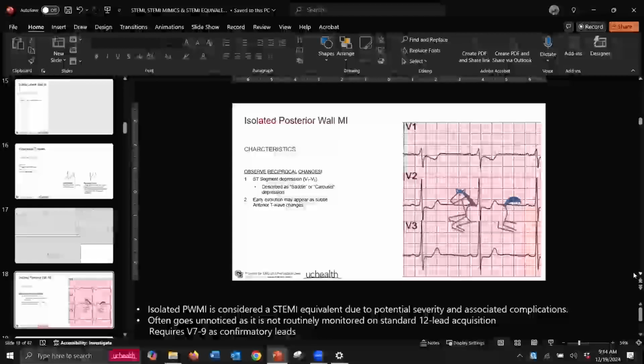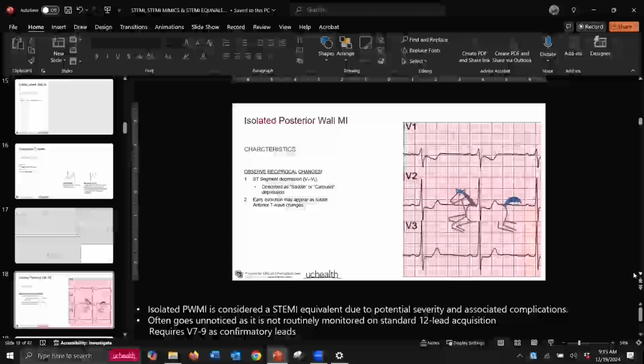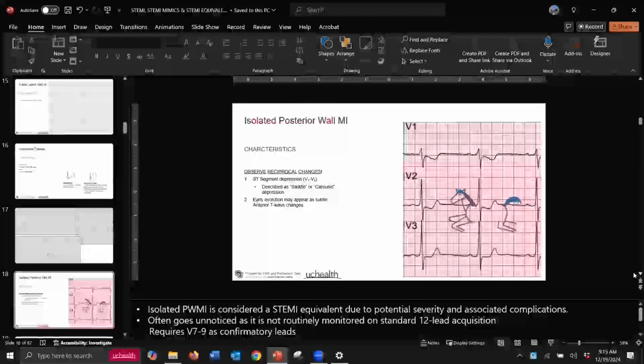If you move those leads to the posterior side, you should see elevation. You're just changing the camera angle. That's all. Because your positive lead is your electrode, your negative is your V leads. Do you move those leads to the back?